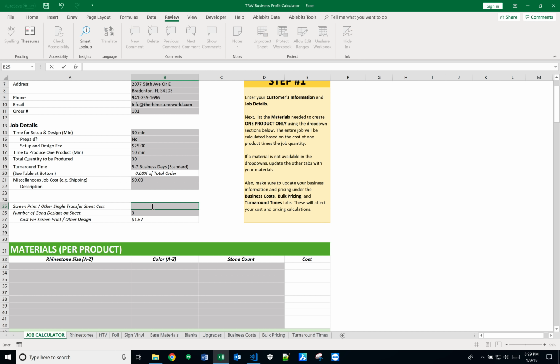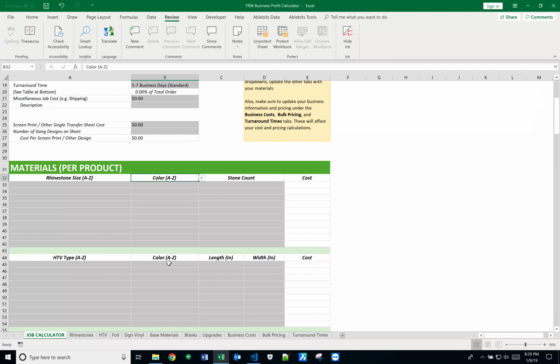Okay, but for this order, no screen print. So we're going to put that at 0 and we're going to move on. Okay, next part of the calculator. Well, we need to figure out what materials are we using for this order. So let's enter our materials.